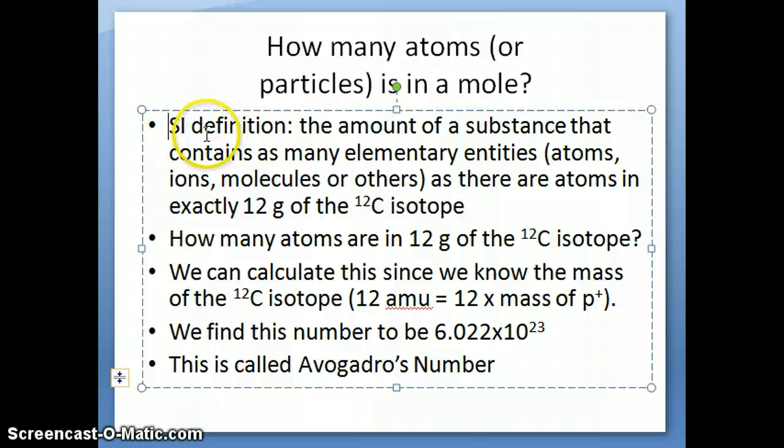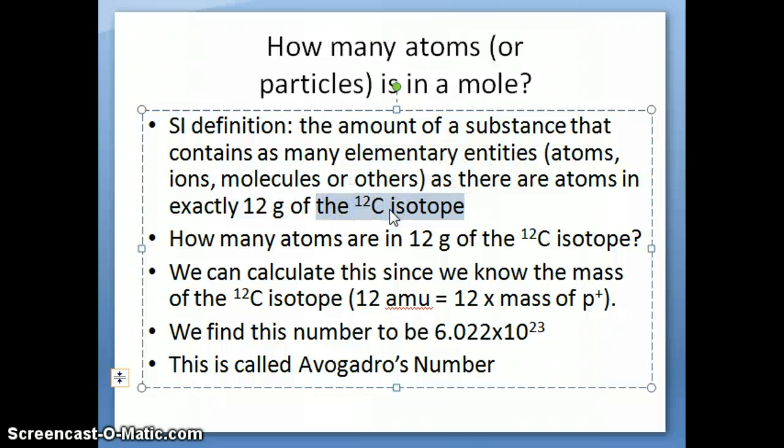The formal definition, which is of course the SI definition, the Système International definition of a mole, is that it is the amount of a substance that contains as many elementary entities, which is just a fancy way of saying as many atoms, or as many ions if we're dealing with ions, as many molecules, or as many electrons if we're talking about electrons or other types of entities, as you can find in 12 grams of a pure carbon-12 isotope.